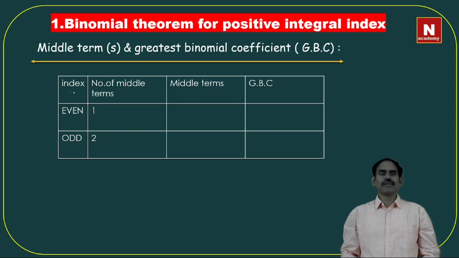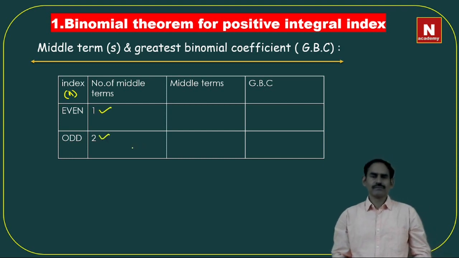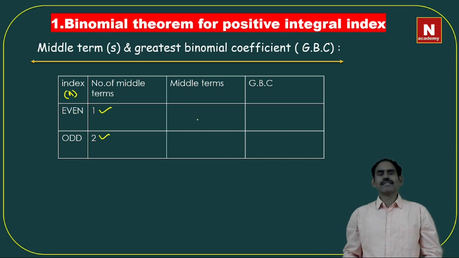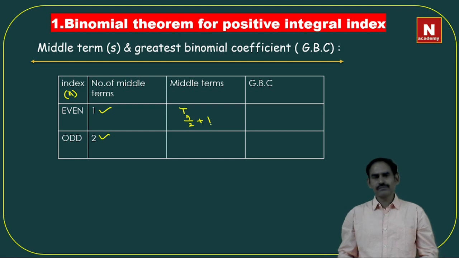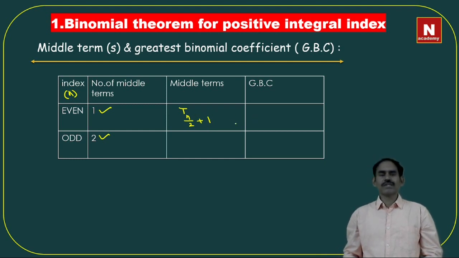When n is even, the number of middle terms is only one. When n is odd, two middle terms exist. Next, when n is even, what is the middle term? This is the formula to identify the middle term: T n by 2 plus 1. That means the n by 2 plus 1th term is the middle term. The greatest binomial coefficient for this is nC n by 2.